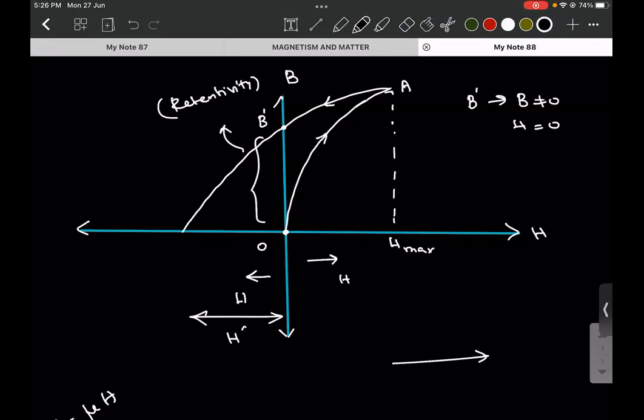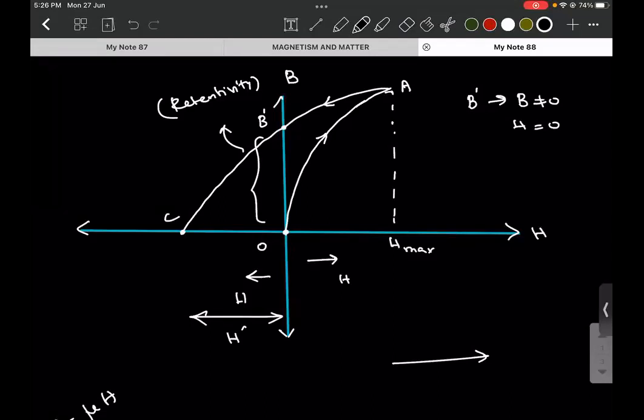Are you able to understand what I'm trying to say? So it's a slightly complicated concept. You need to pay attention. If anything is not clear, please ask. So when you have applied the reverse magnetizing field, you actually demagnetize the material. That is why it came to the point C. Is that point clear?